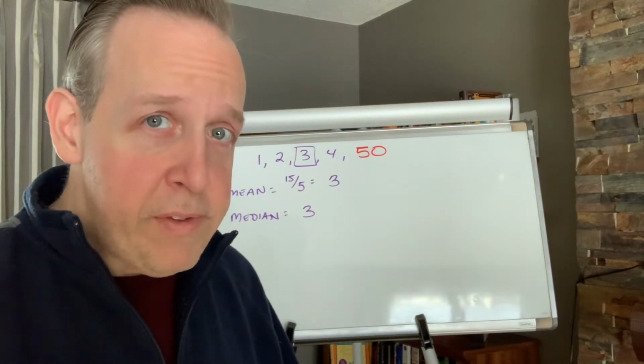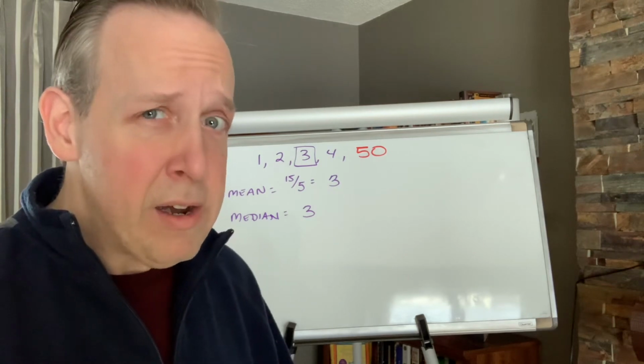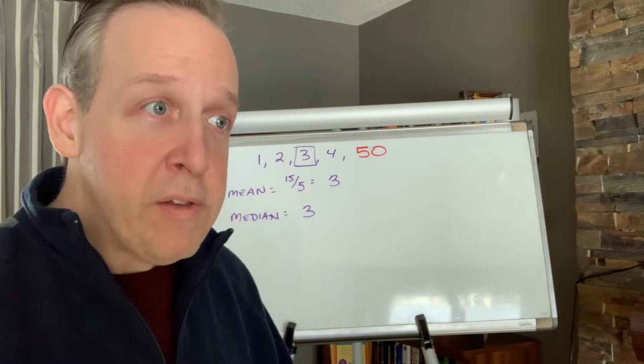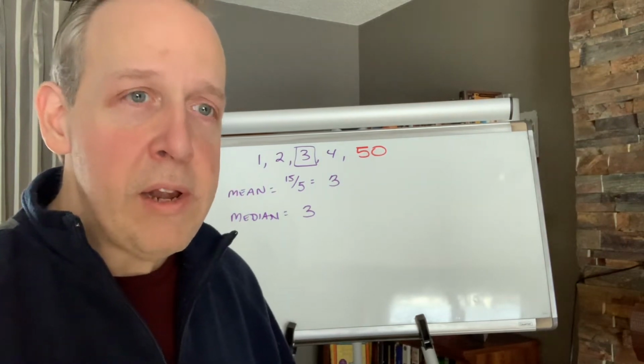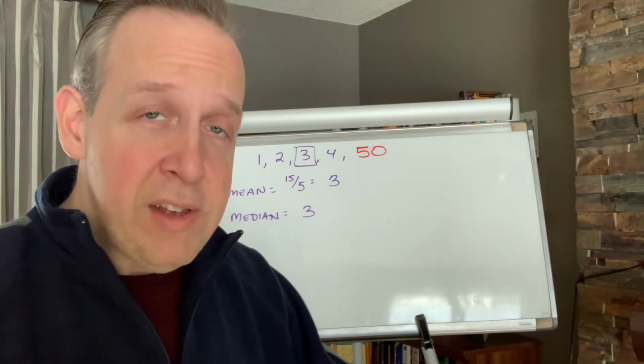Clearly, the number 50 is a lot higher than all the other points. A lot higher. So it's pretty much guaranteed to be an outlier because it's so far away from the rest of the data. What is the effect that that number has on our data?